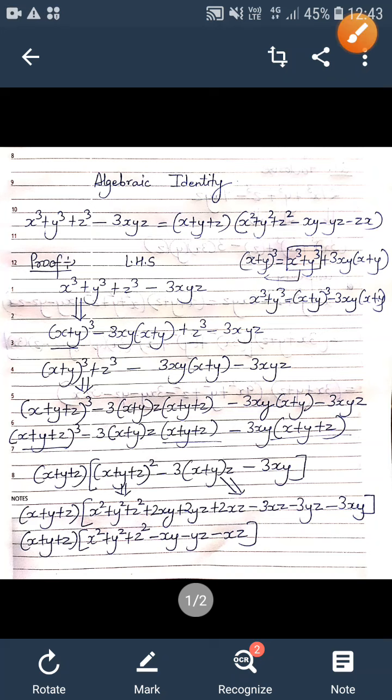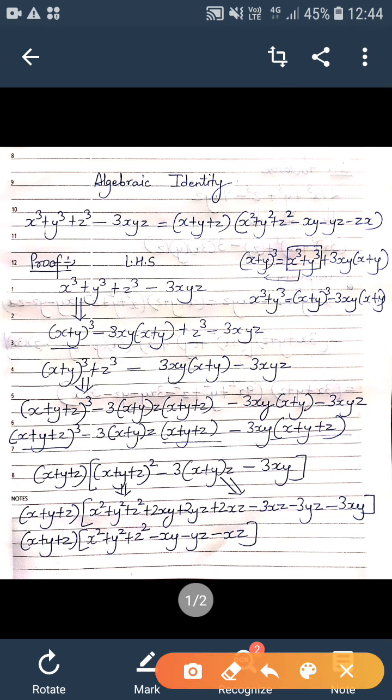Our topic is algebraic identity, and we are taking a very new identity that deals with the cubes of the numbers. Here we have x cube plus y cube plus z cube minus 3xyz. So if we have an expression of this type, then the factors according to this identity will be x plus y plus z is one factor, and the second factor will be x square plus y square plus z square minus xy minus yz and minus zx. How is it true? We are going to do a proof of this.